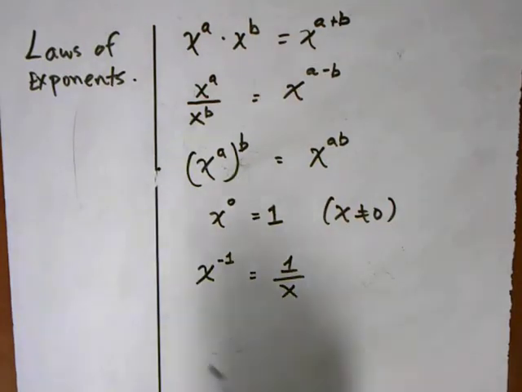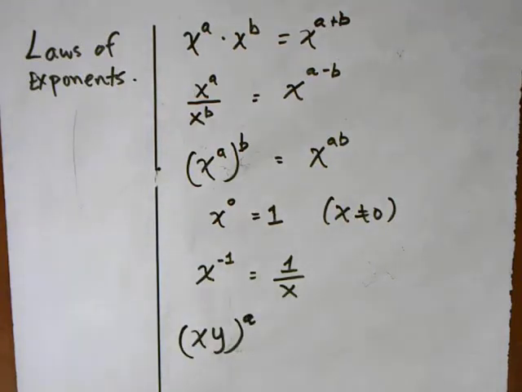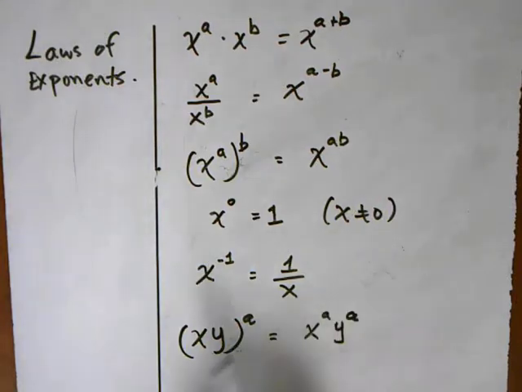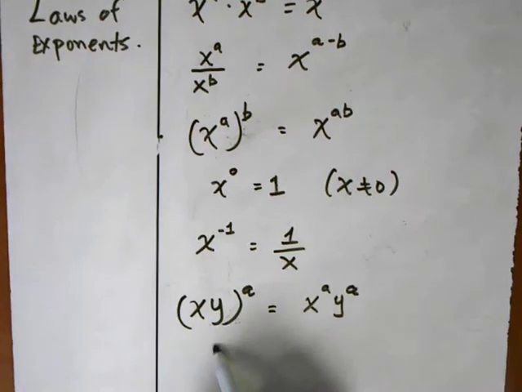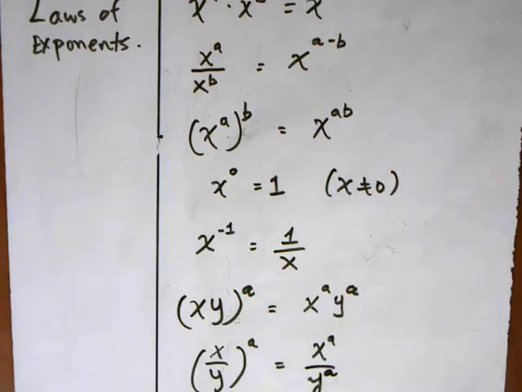And two more of these to go. If we have two bases, xy, raised to the a power, then it's really the same thing as x to the a times y to the a. In other words, this exponent applies to both of the bases. And similar scenario when you have a quotient in here and you have an exponent, it becomes x to the a over y to the a.